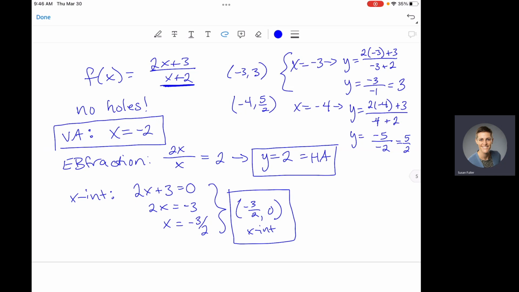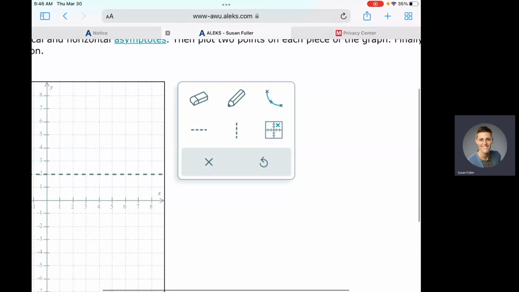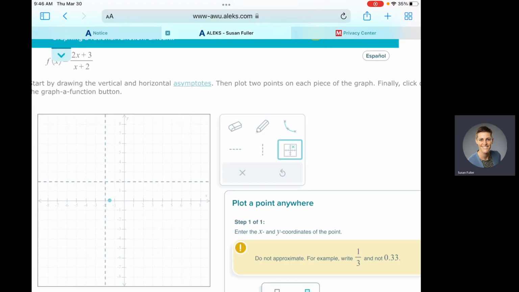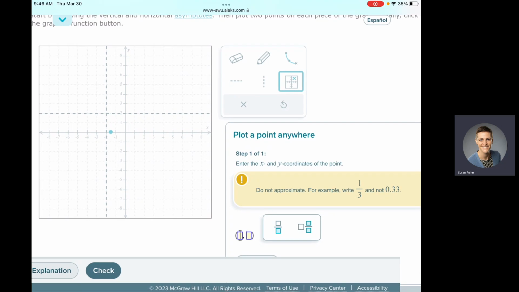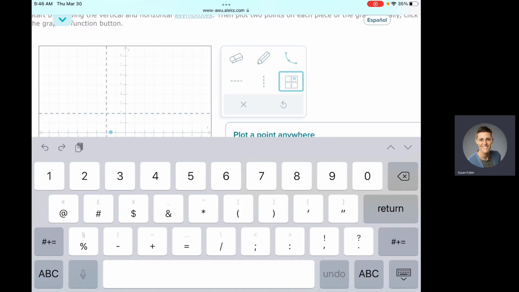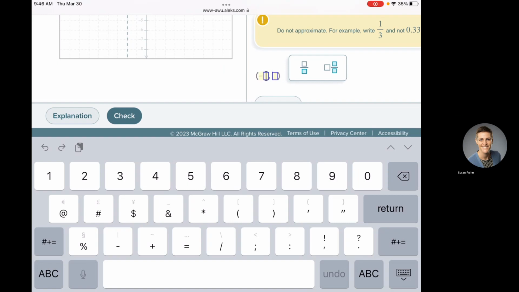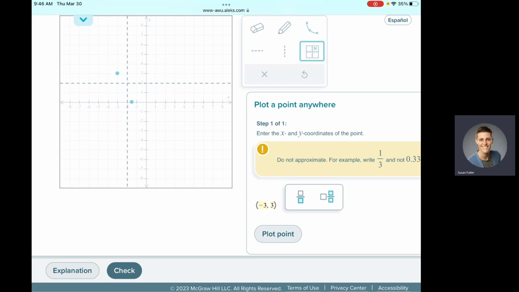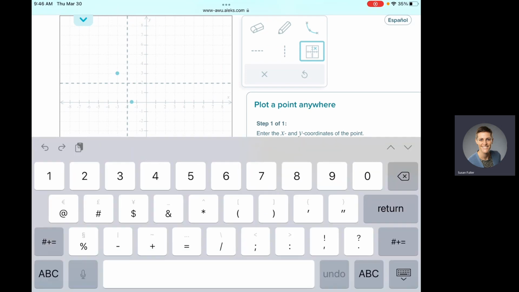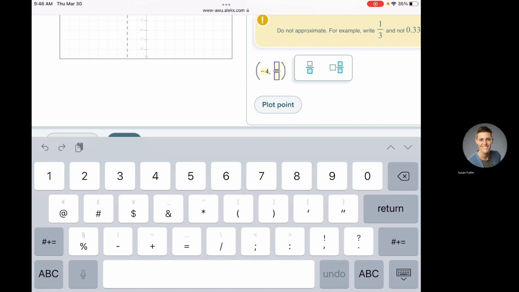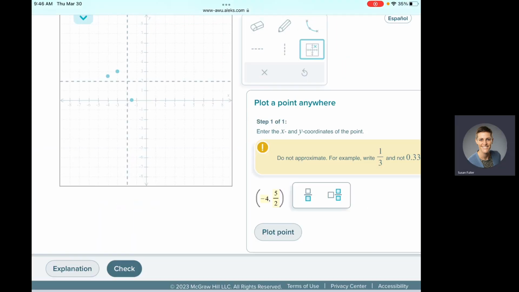So let's go ahead and plot those on my ALEKS graph. I'm having a heck of a time getting ALEKS to work with me. So I'm just going to plot everything in here. We have -3 and 3 here. That's my first point. And then we also have -4 and 5/2. That's my other point.